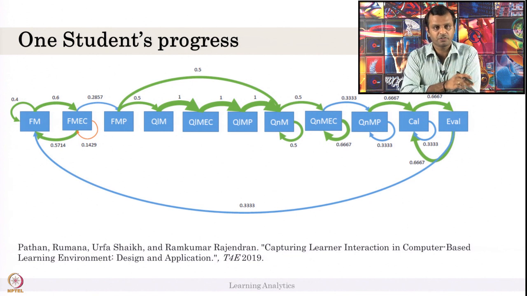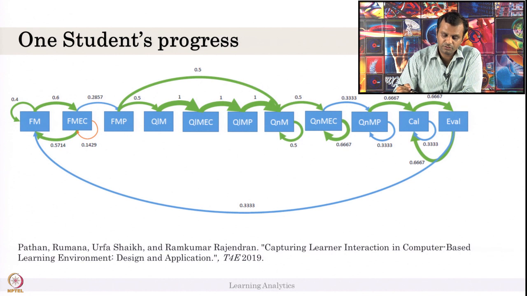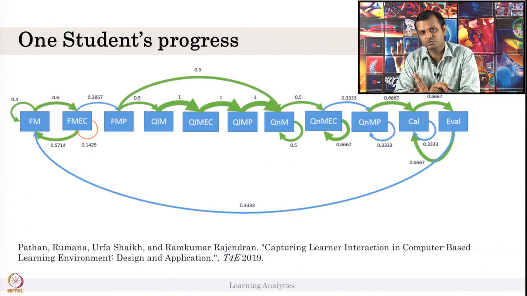Let's assume that we start from the functional model. The colors are different. This green color indicates above 0.4. This color indicates less than 0.4 but above 0.2, like the blue color. This indicates less than 0.2. This is one student's progress, one student's interaction behavior in the system.